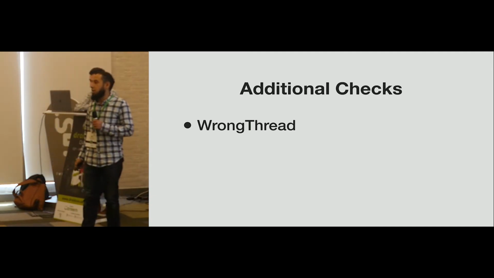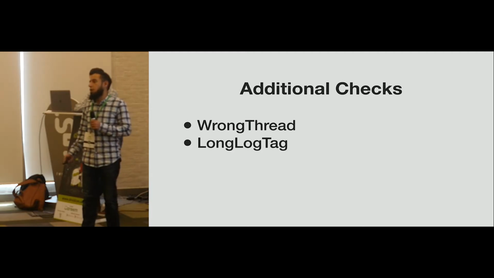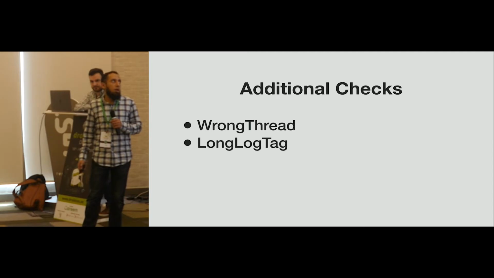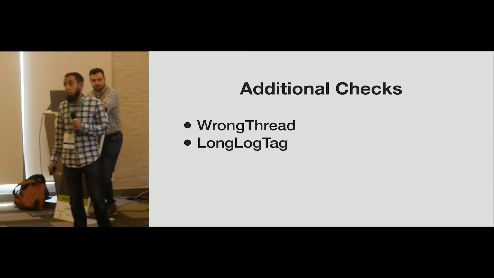Wrong threads. So if we get into the practice of annotating our code with UI thread for code that we run on the UI thread or worker thread for background work, it'll warn us when we are doing work on the wrong thread.